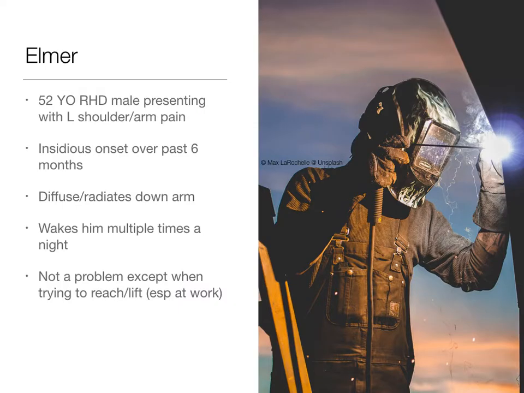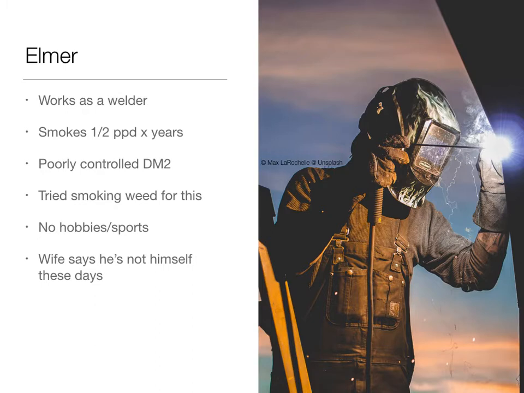So this is Elmer. He's a 52-year-old right-hand dominant male presenting with left shoulder and arm pain that started insidiously 6 months ago. It's diffuse and radiates down his arm towards the elbow. It's a problem mainly when he tries to lift his arm or reach for things, and it wakes him up multiple times a night. Elmer the welder is a smoker with poorly controlled type 2 diabetes. He's tried cannabis for this problem with limited success.